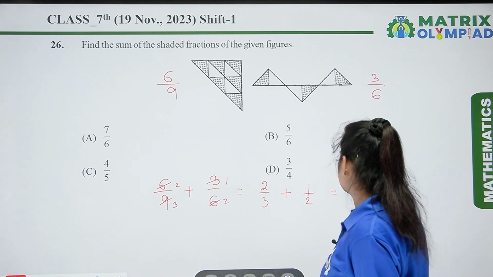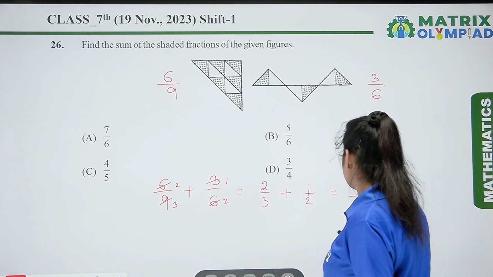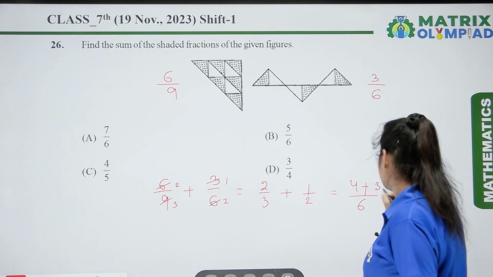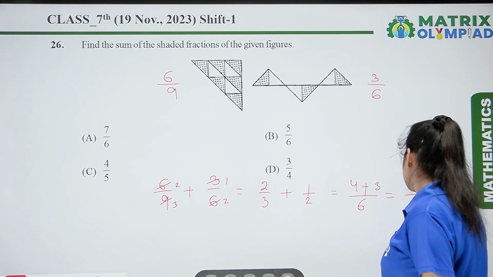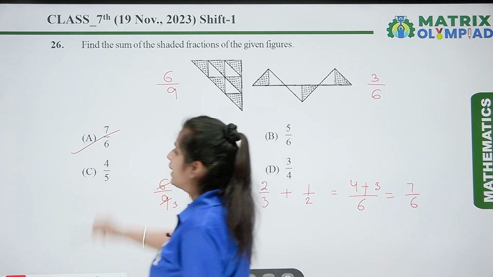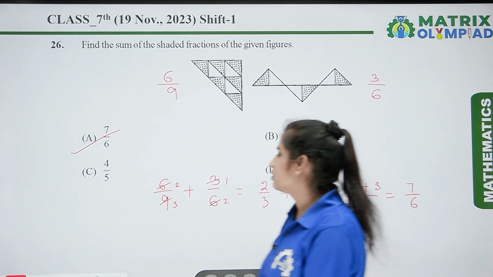So here the LCM is 6 and it becomes 4 plus 3. So the answer is 7 upon 6. Here option A is the correct answer. Let's move on to the next question.